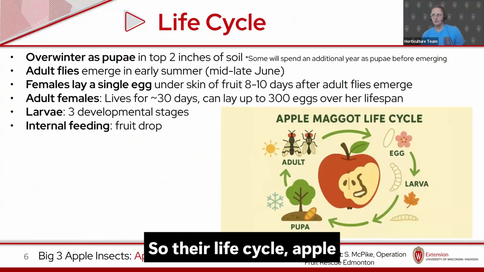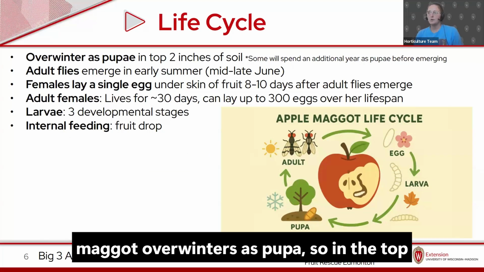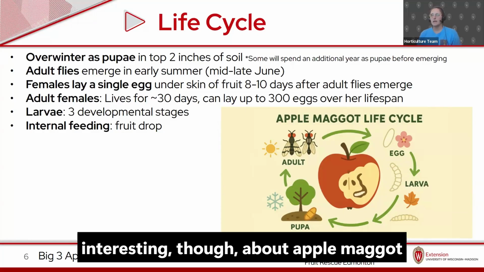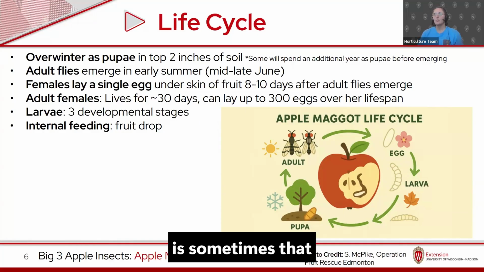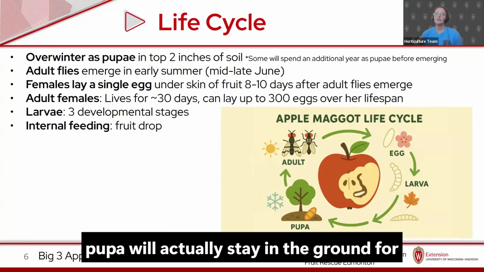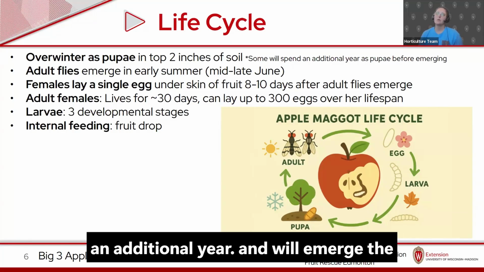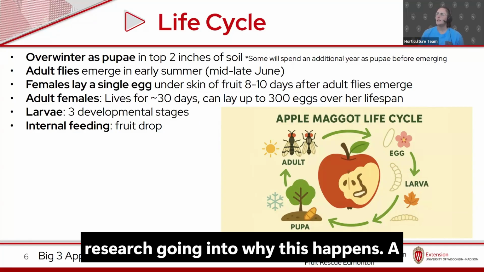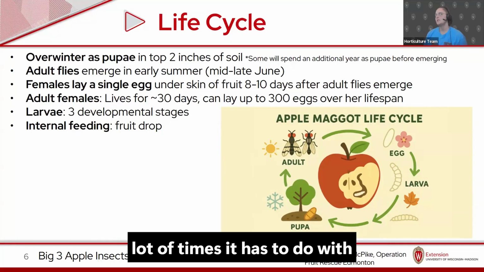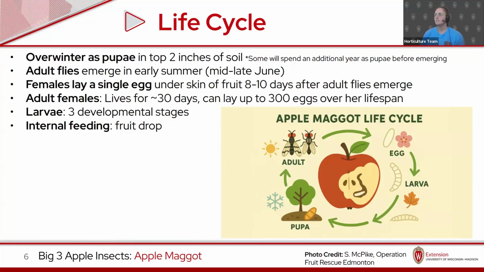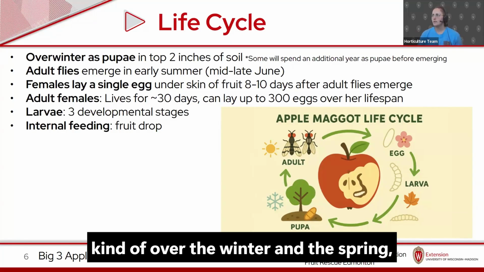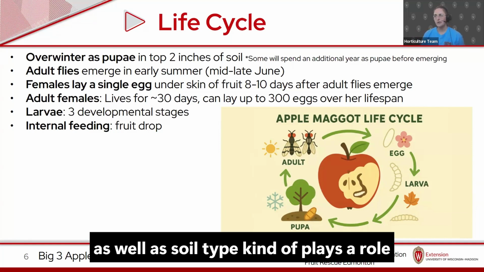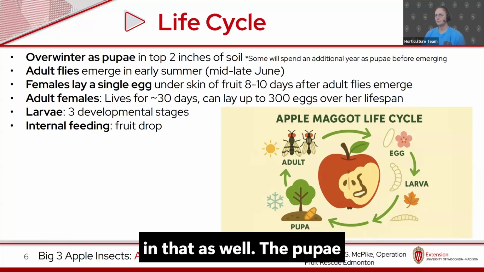So their life cycle: apple maggot overwinters as pupa, in the top 2 inches of the soil. Something interesting though is that sometimes that pupa will actually stay in the ground for an additional year and will emerge the following year. There's still a lot of research going into why this happens. A lot of times it has to do with temperatures over the winter and the spring, different soil moisture, and soil type plays a role as well.